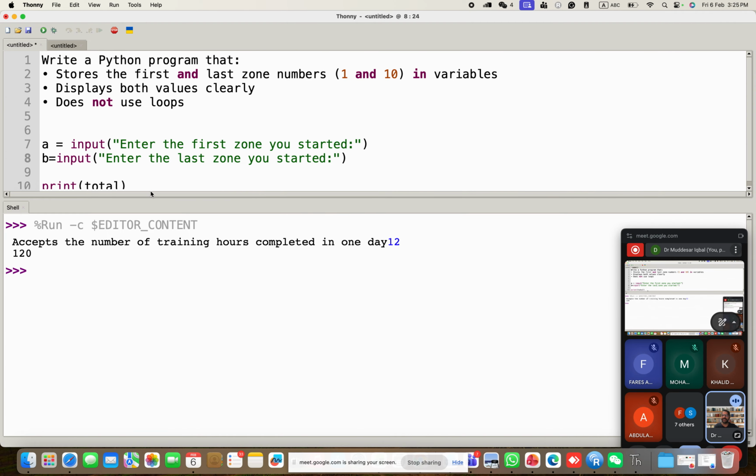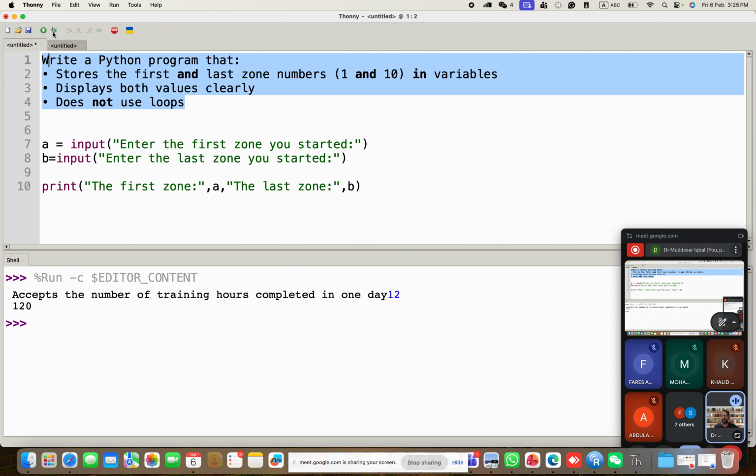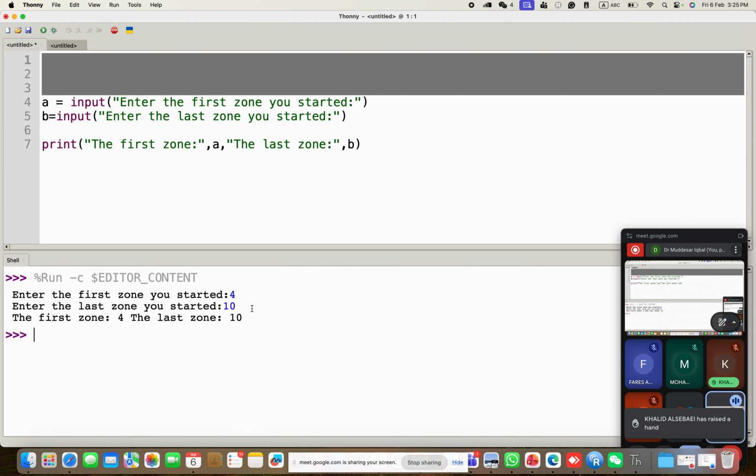and do what then? Just print first and last zone. And you could do it here by simply saying the first zone equal comma A, comma the last zone equal comma B, and that's it. Do not use the loop, please. All right, that's what I even explicitly said there. And if I print this, first zone 4, last zone 10, and that's it. The first zone 4 and last zone 10. There's no fancy stuff in it.